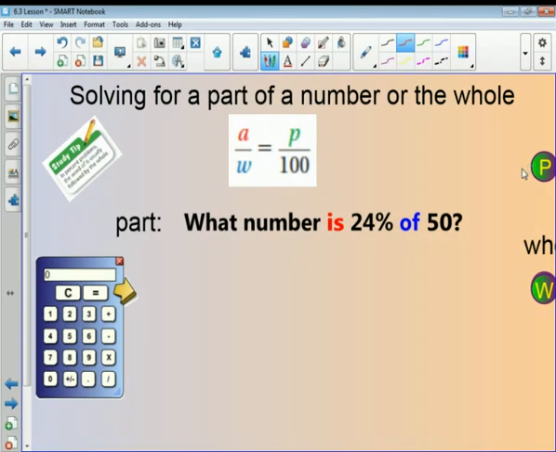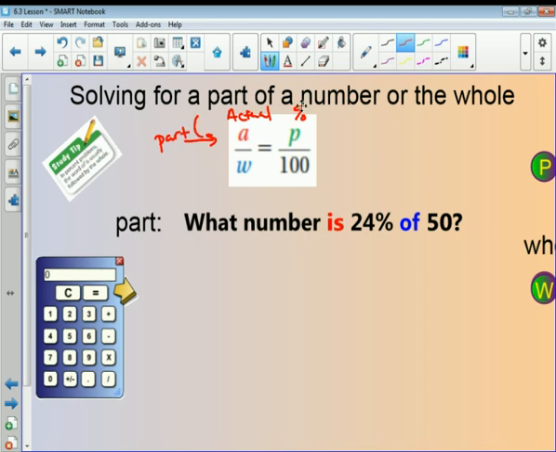Okay, in this part of the lesson, we're going to be working with finding the part or the whole using our proportion setup. So once again, let's review our proportion setup. We always have a percentage part of our proportion, and then we also have the actual, meaning the actual numbers.